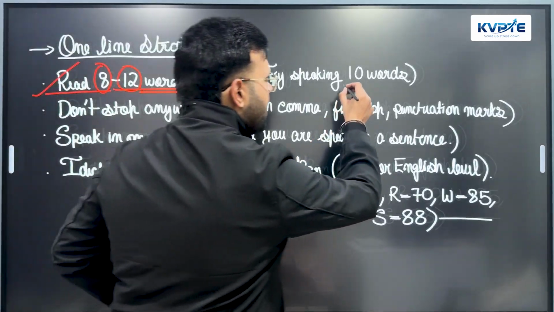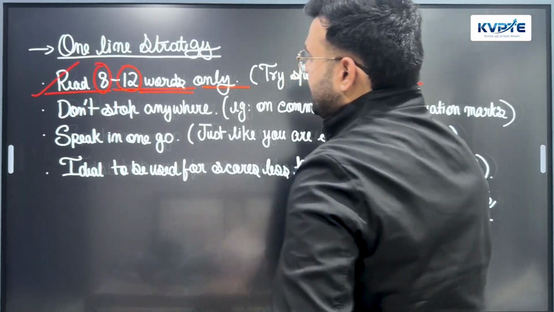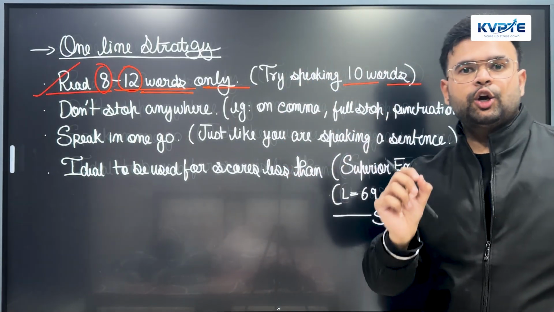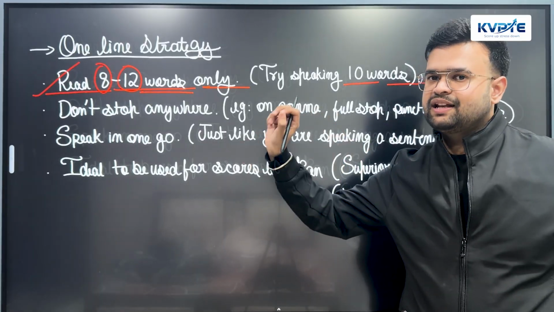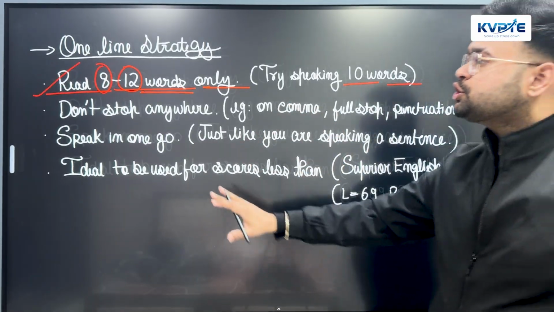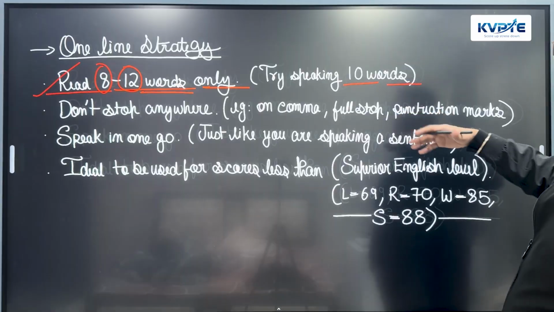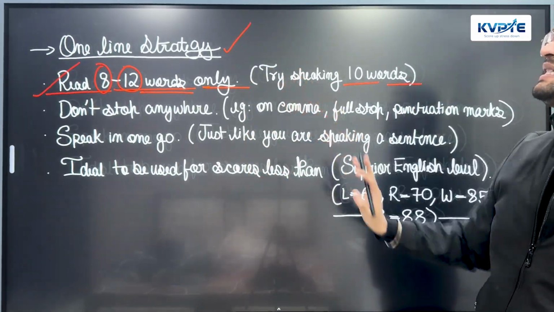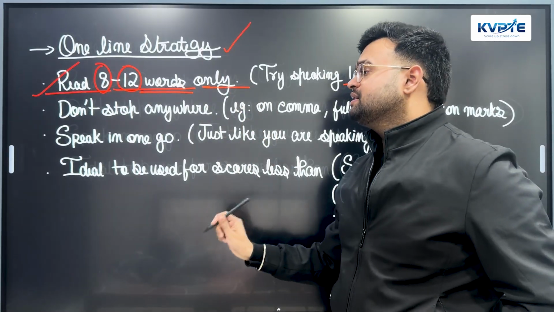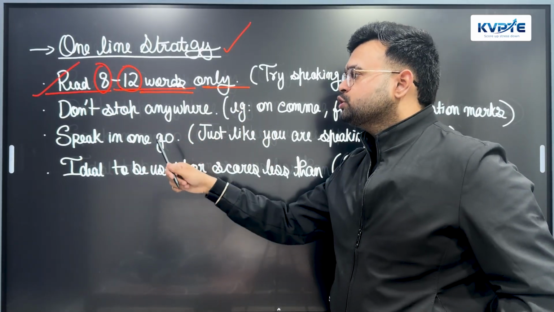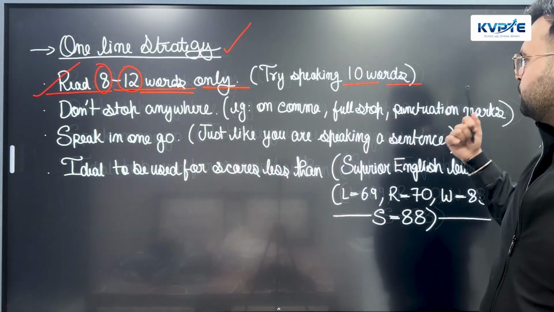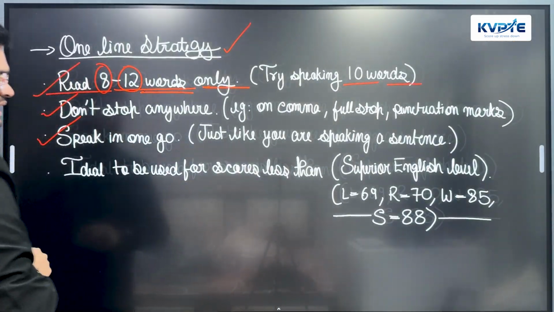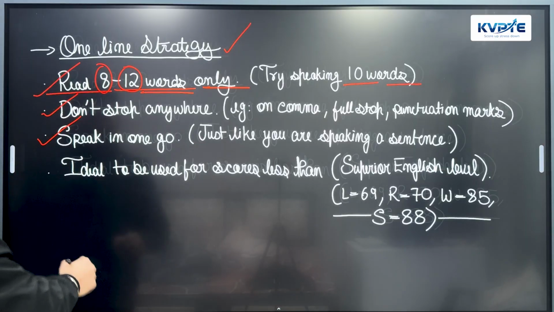Preferably try speaking 10 words. If you are doing this, you are still getting marks in your read alouds content, fluency, and pronunciation. Don't stop anywhere on a comma, full stop, or any punctuation mark. If you are following the one line strategy and reading 8 to 12 words, you are not supposed to stop anywhere. You have to speak in one go, just like you are speaking a sentence.